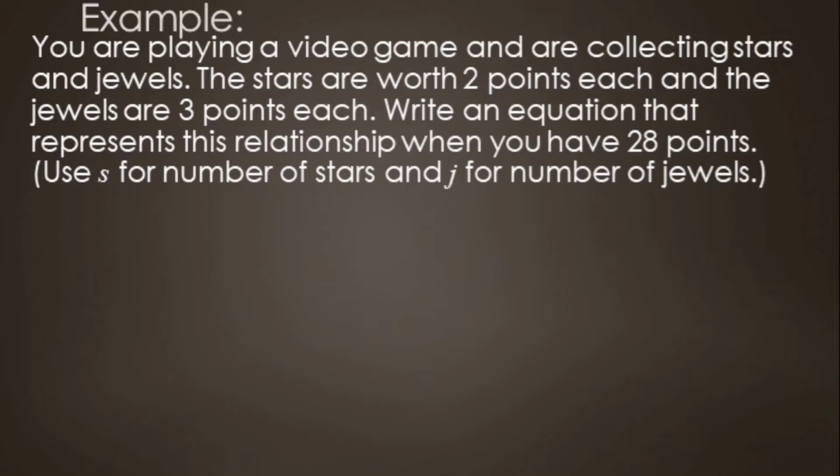Switching gears, different type of information. So let's say you're playing a video game and you're collecting stars and jewels right there and there. And your stars are worth 2 points each and the jewels are 3 points each. And at the end of your level or game, you're going to have 28 points total. So we're going to write an equation. We're going to use S for stars and J for jewels there.